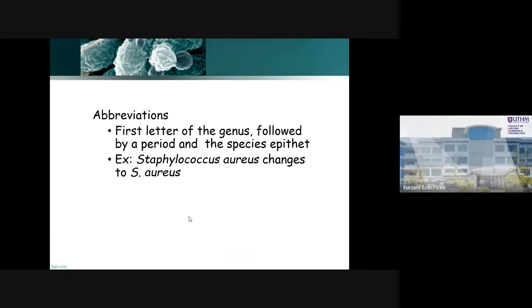Abbreviations, okay, you are familiar with this. For example, Staphylococcus aureus is the full name. If you want to write the abbreviation, for the genus name we take the first letter of the genus name, put a dot, and then write down the full species name.